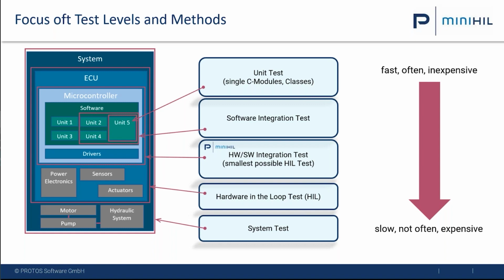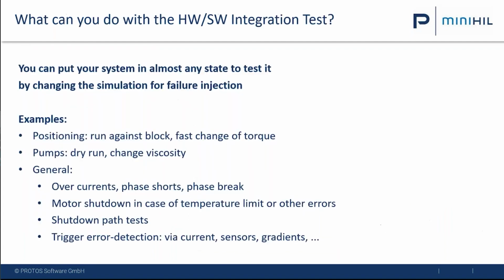So starting with the unit test, you have very fast, very frequent tests, and they are really inexpensive. And if we go down to the system tests, they are usually very slow, not very frequent, and really expensive. So we need to test fast and early and not so expensive, and that's why we have them in here.